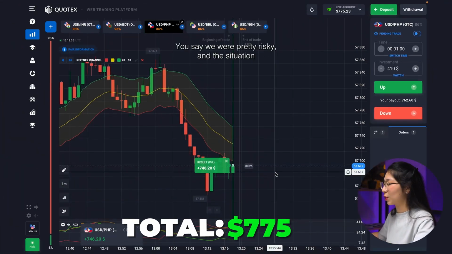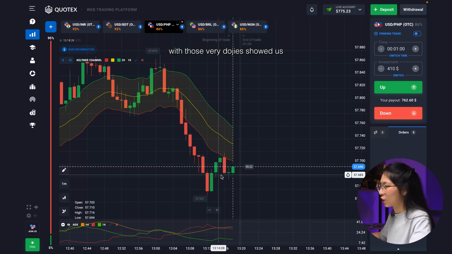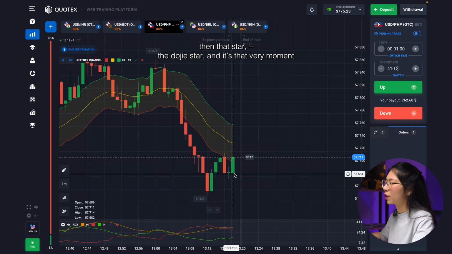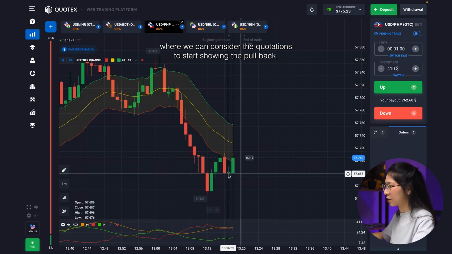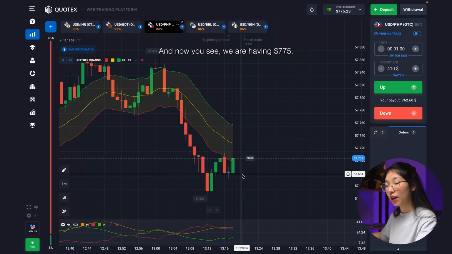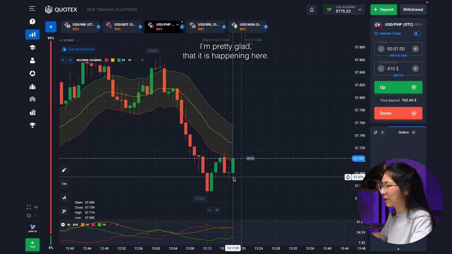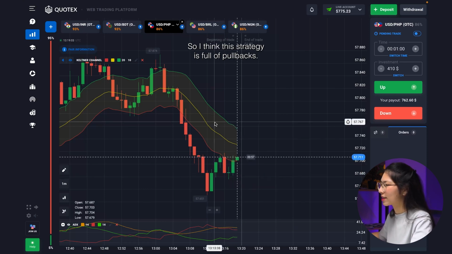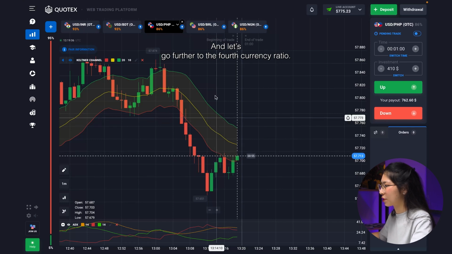So guys, interesting moment. The situation with those red dojis shows us that there's a star, the doji star, and it's at that very moment we considered the quotations to start showing the pullback, and now we see we're having $775 on my account. I'm pretty glad that this happened here, so I think the strategy is full of pullbacks, and let's go further to the fourth consideration.